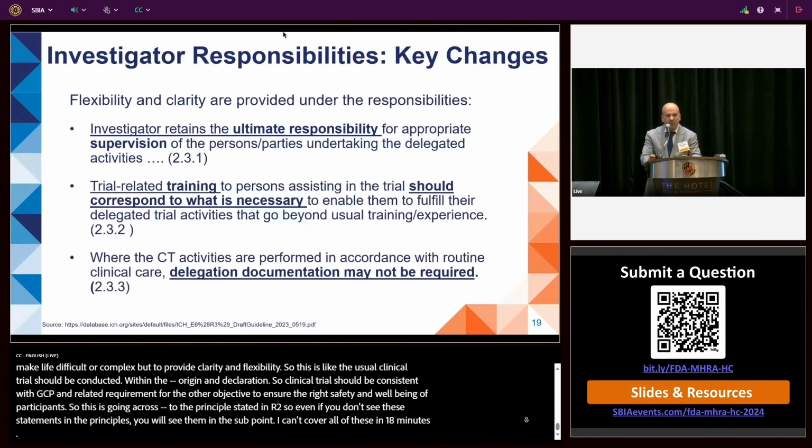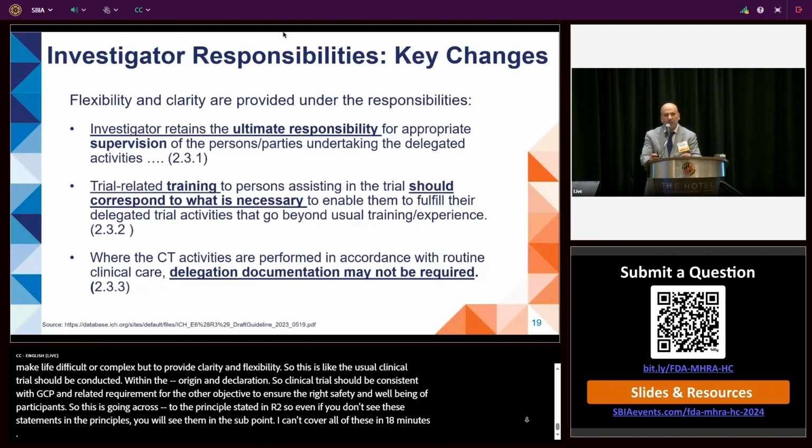The next slide, I'm going to cover some of the key changes for the responsibility of investigators. And keep in mind, it's all about providing flexibility and clarity. So, investigators remain the ultimate responsible for an appropriate supervision of the study team. Flexibility is brought when it comes to trial-related training. Now it should correspond to what is necessary and needed.